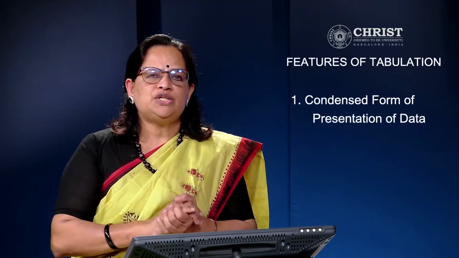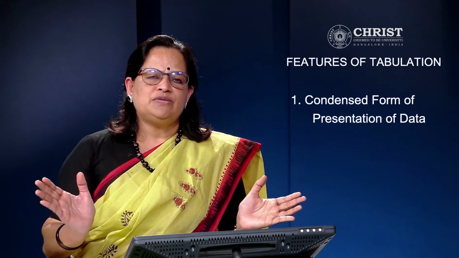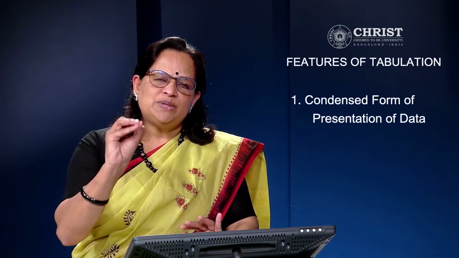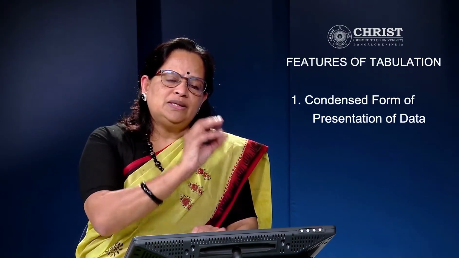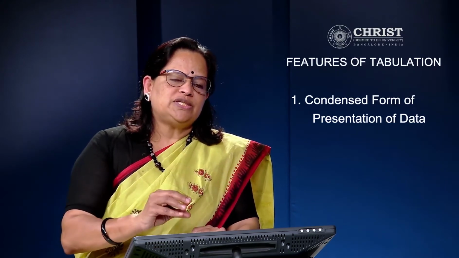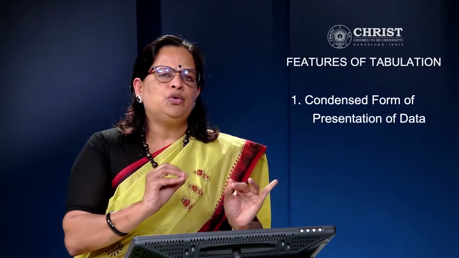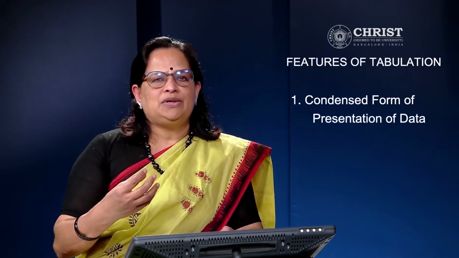So there are certain things we have to remember when we are doing tabulation for statistical data. Features of tabulation, first point is condensed form of presentation of data. Instead of putting it as a number of observations, we are giving specific numbers. We are forming groups: 30 to 40, 40 to 50, 50 to 60. These are the frequency values, meaning this many people will come in that group. So you will get an idea about that.